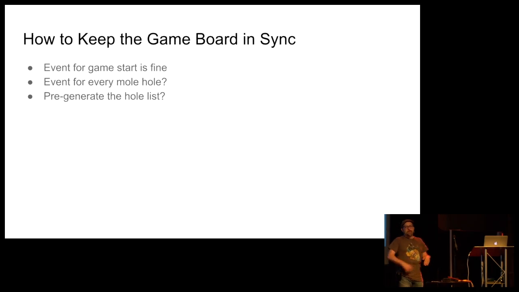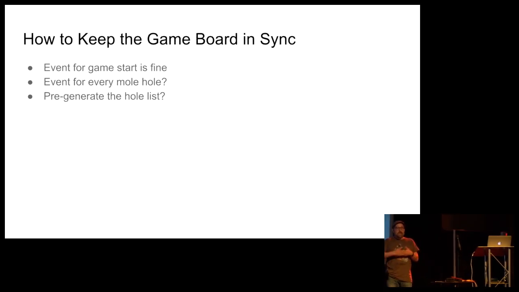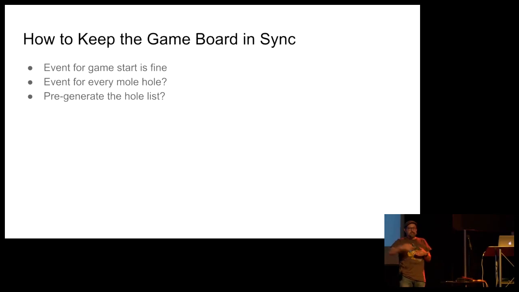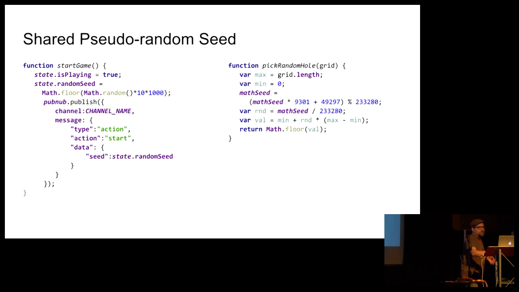Well, the dashboard for every time could just send out, okay, this is this mole, and this is this mole, and this is this mole. We have mole events flying all over the place. Or we could just generate a gigantic list of mole places randomly and then send that to everybody before the game starts. But there's actually an easier way. We're going to use a pseudo-random seed.